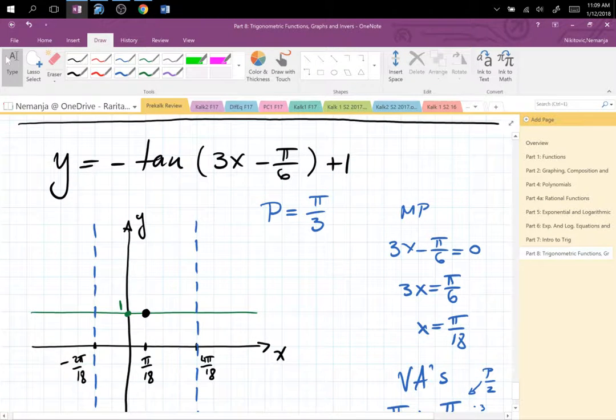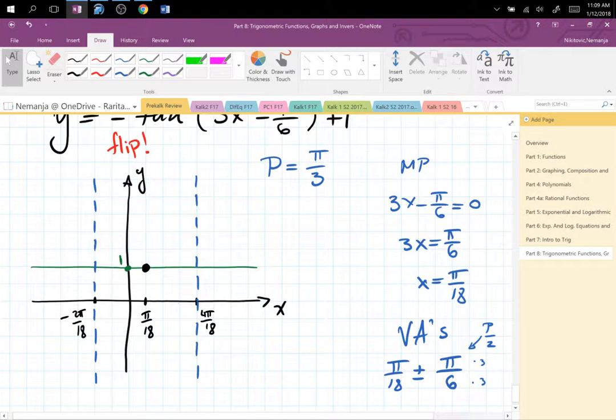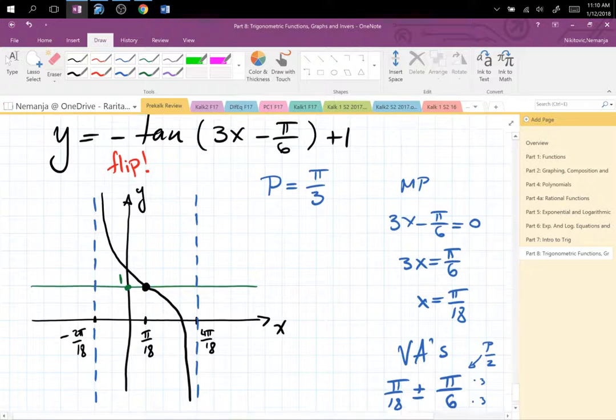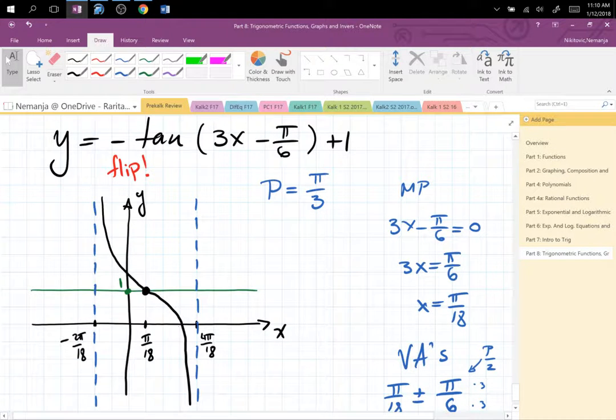I should have done this earlier: we need to flip, because there is a negative sign. So instead of the function going from down to up, you will go from up to down. And we're done. I'll explain this problem from scratch, especially because it has these somewhat esoteric numbers, but it's okay. You can deal with that.